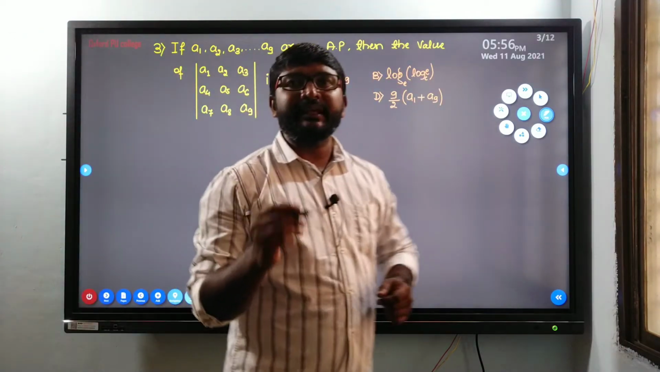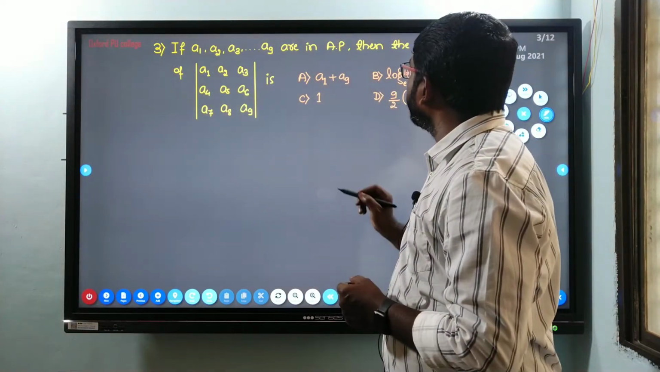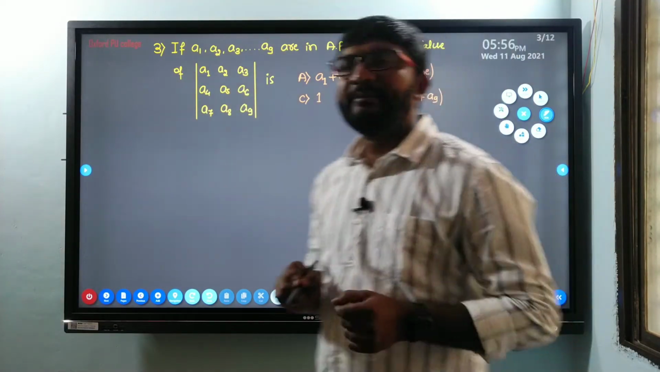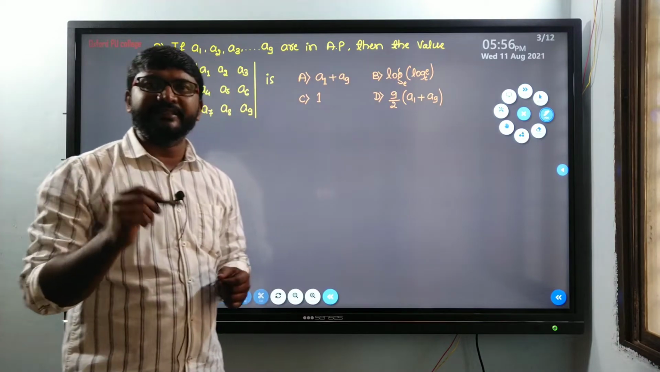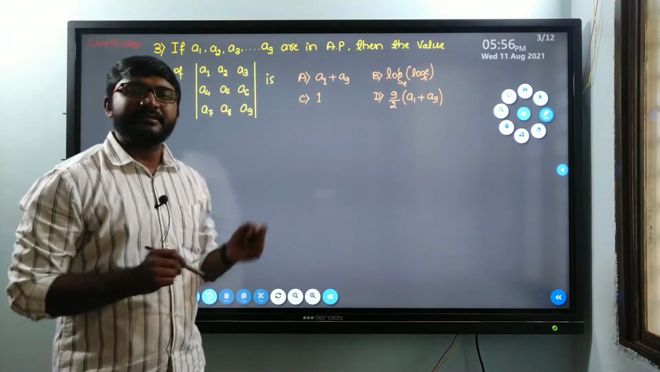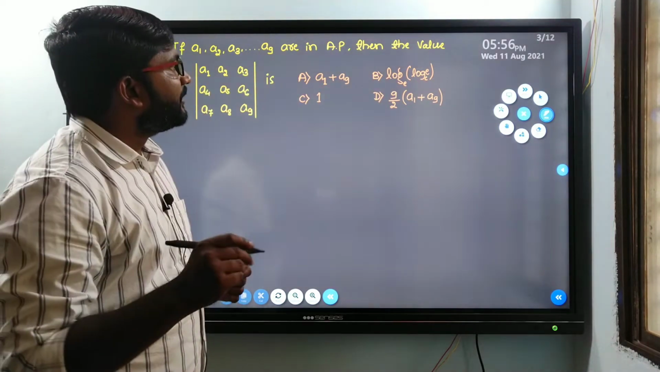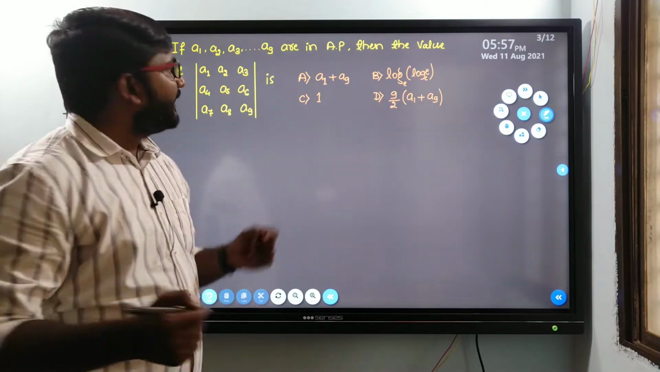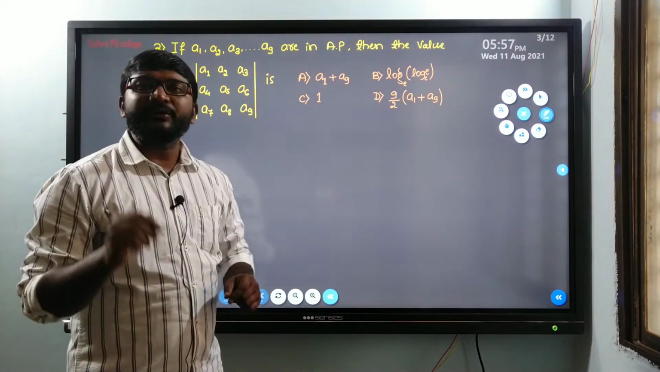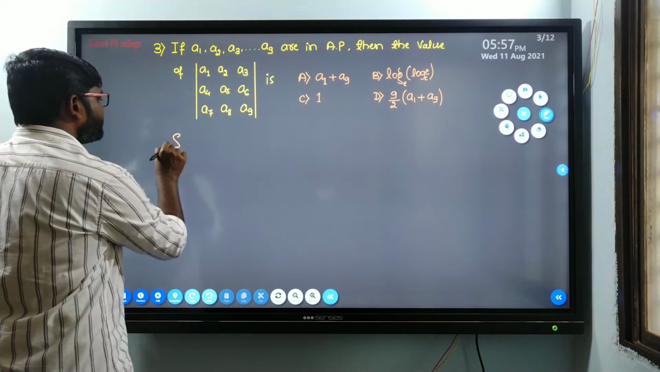If A1, A2, A3, and so on up to A9 are in AP, then the value of determinant of A1, A2, A3, A4, A5, A6, A7, A8, A9 is, the four options are: A1 plus A9, then log e to the base e, then 1, and then 9 by 2 into A1 plus A9. So let us write the given information.